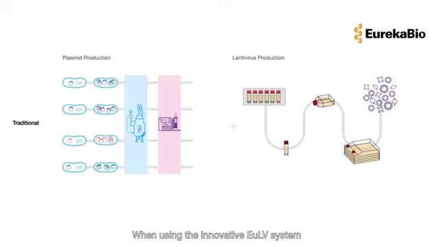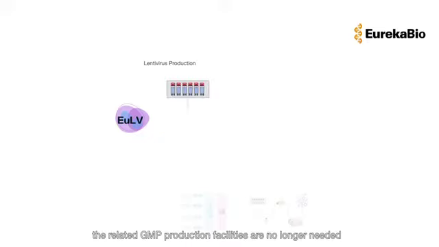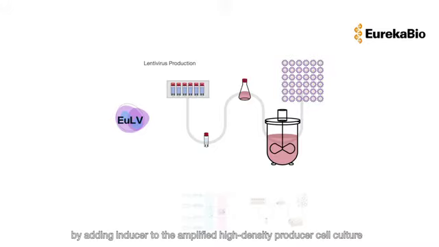When using the innovative EuLV system, plasmids and transfection reagents are no longer needed. Besides, the related GMP production facilities are no longer needed. The EuLV system can directly produce the lentiviral vector by adding inducer to the amplified high-density producer cell culture.